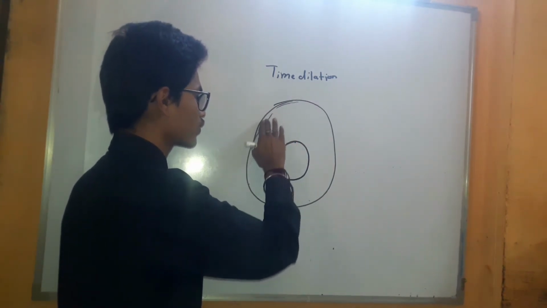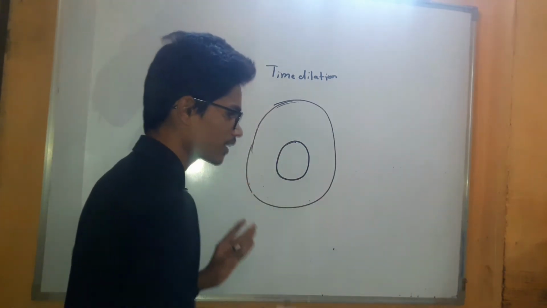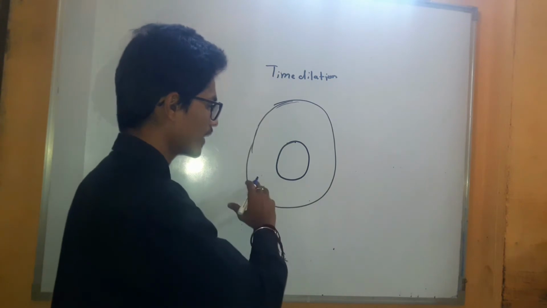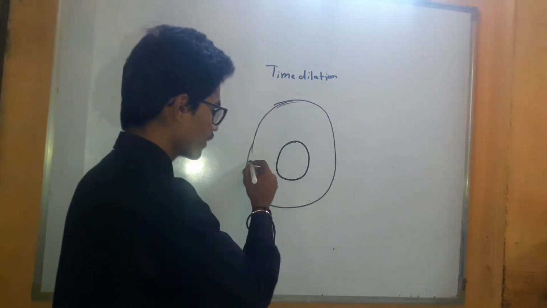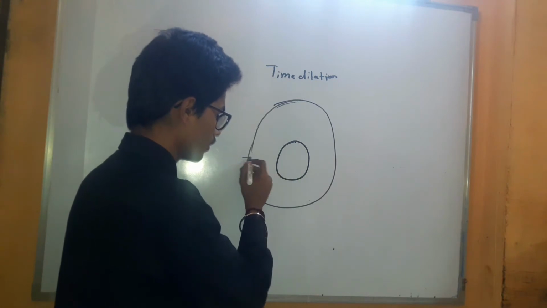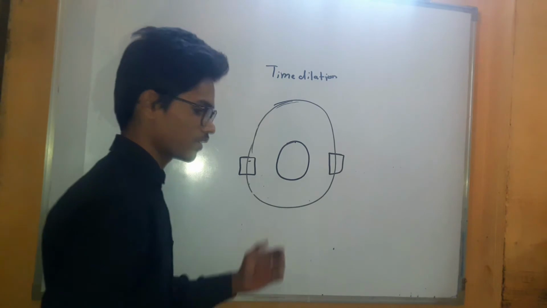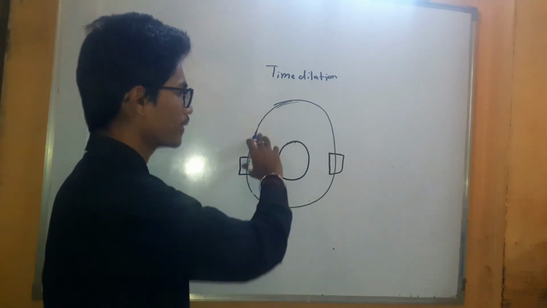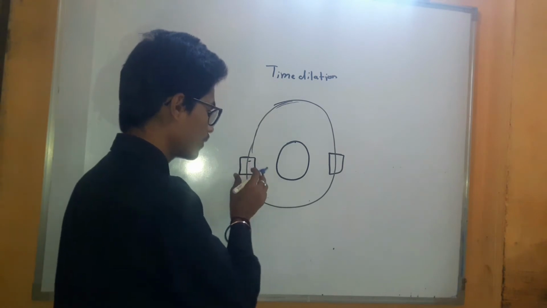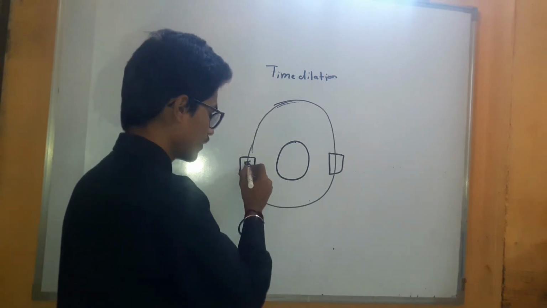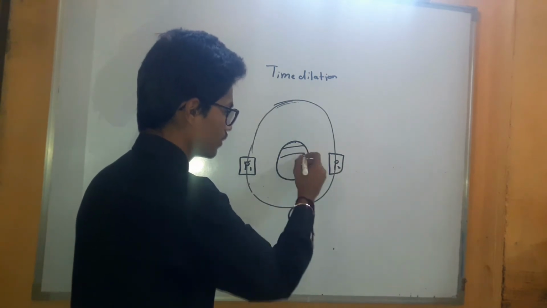My drawing is not so good, but the reason behind this circumference of a circle is only that we keep two planets at the same distance from the source. Now we make two planets. One is here, another one is here, and this is the source of light.